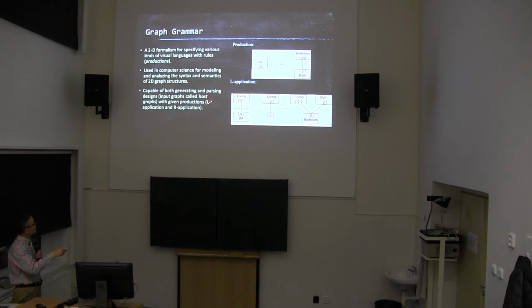The generation itself is called L application, and parsing is called R application. Just one is left, the other is right. So basically, with graph grammars we can apply in both directions: generation in this direction and parsing in this direction. Parsing itself is to validate, and that's what is missing in shape grammars. Shape grammar can only support one direction, which is for generation.